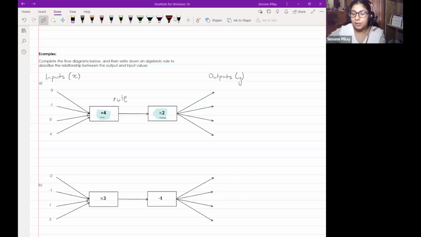So let's have a look at how that works. I have to calculate my first output over here. How do I calculate my first output? I take my input, and I plus 4. Can somebody tell me what is -3 plus 4? Don't forget, we're dealing with integers here, so be careful when you do that. 100%, Tando, it is 1.